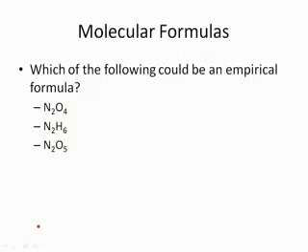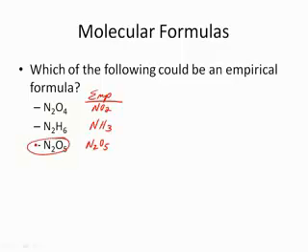So in looking at these, N2O4, that's not the simplest ratio, and so that could not be an empirical. If we had to find its empirical, we would just reduce it down. So NO2 would be the empirical form of N2O4. Same thing here: NH3 would be the empirical of N2H6. N2O5, that is the simplest ratio, so N2O5 would also be the empirical. So this is the only one of those that could be an empirical formula.